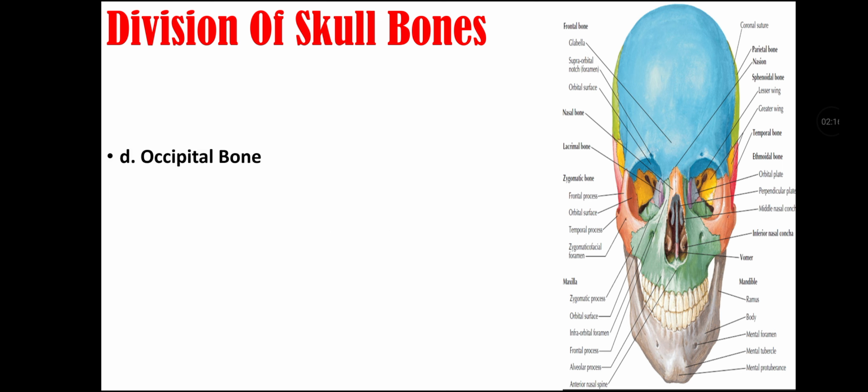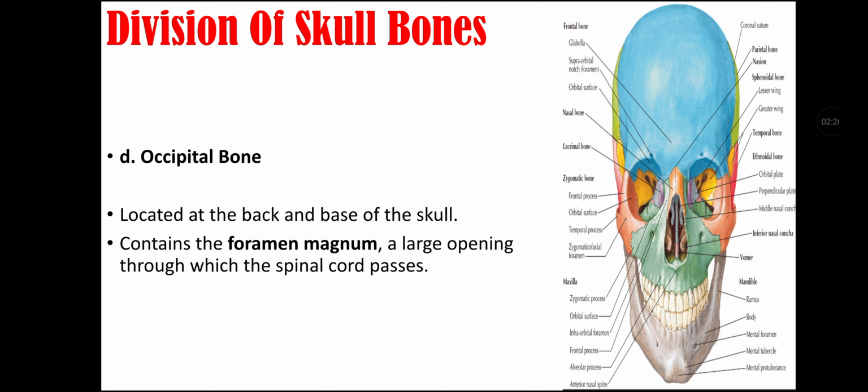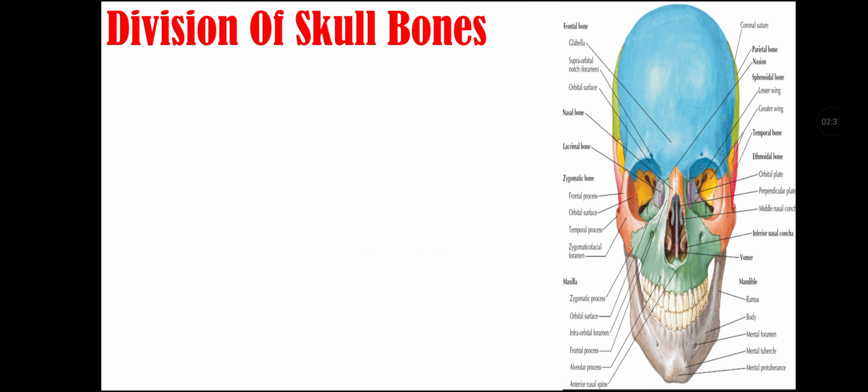The next cranial bone we have is the occipital bone. It is an unpaired bone. That means there will be one occipital bone in every skull. It is located at the back and base of the skull. It contains the foramen magnum, that is a large opening through which the spinal cord passes. It articulates with the first cervical vertebra that is also called the atlas.